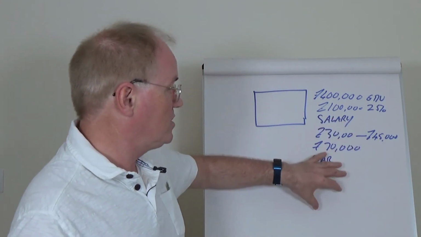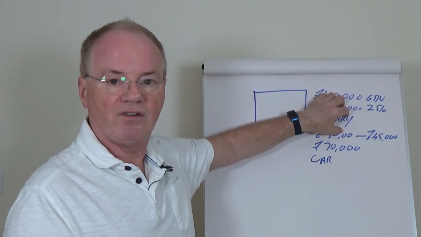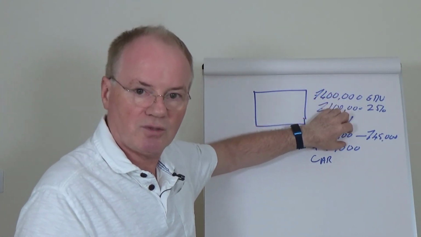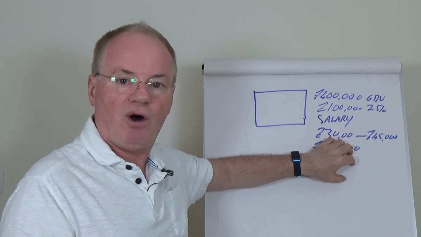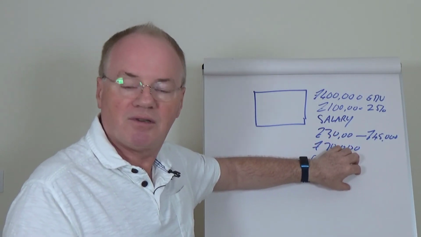So in very simple terms, you've got your gross development value, your percentage profit of your gross development value, which gives you your gross profit for your business, less all of your expenditures, including your own salary, and then you have your net profit.